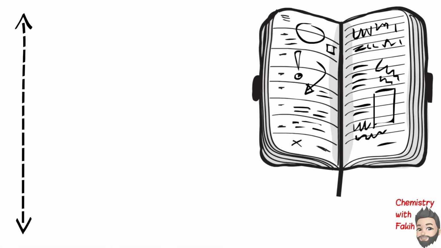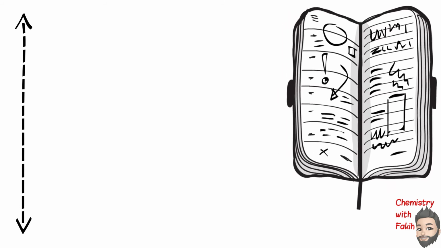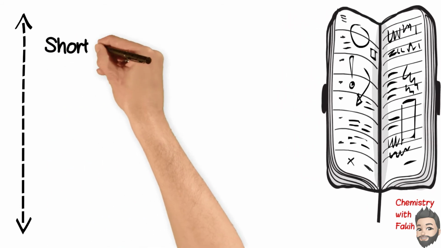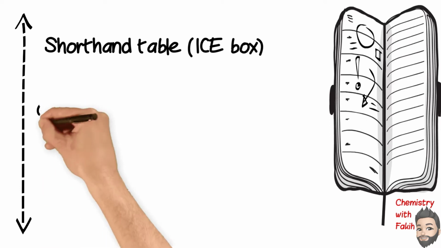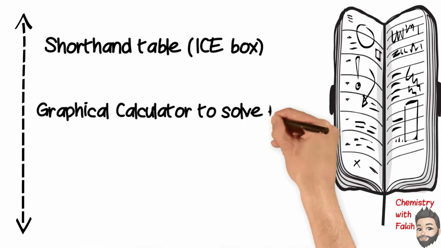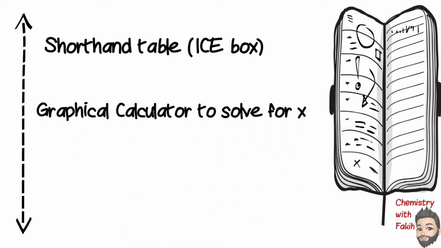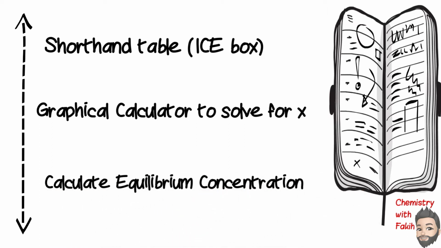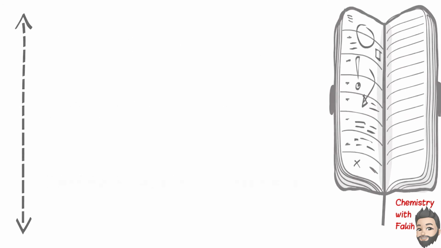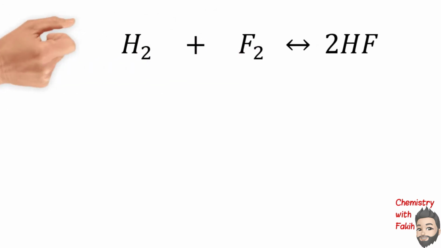In this video, I'll be talking about an equilibrium problem, showing you how to write a shorthand icebox for a reversible chemical reaction, also how to simplify a complicated mathematical problem using a graphical calculator, and last but not least, I will show you how to calculate the equilibrium concentrations for all species in a chemical reaction. I will use the reaction for the formation of gaseous hydrogen fluoride from hydrogen and fluorine.